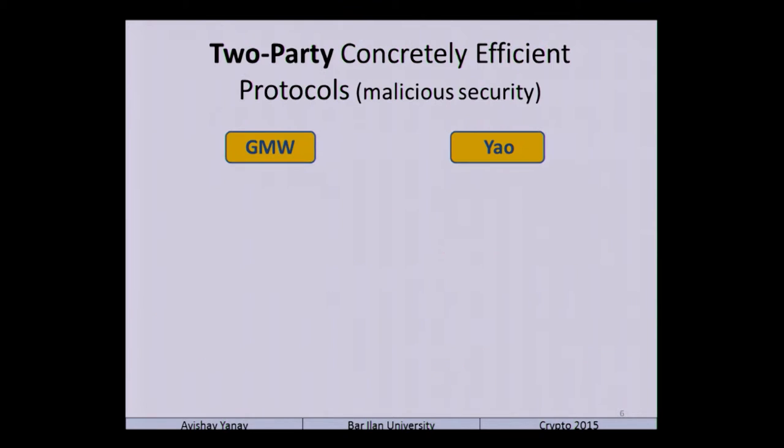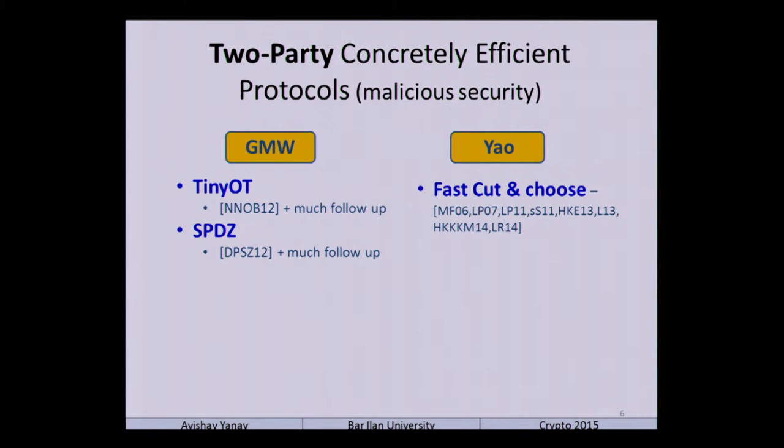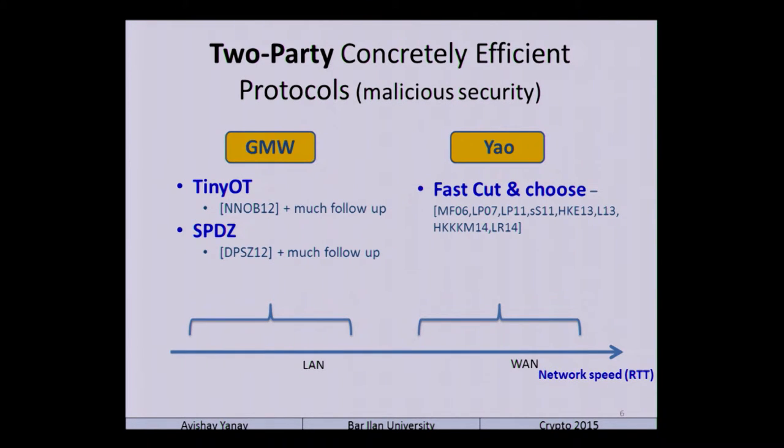In the two-party case, we have a lot of protocols for both approaches. In the GMW approach, we have TinyOT and SPDZ from 2012. And for the Yao approach, we have a lot of protocols under the fast cut-and-choose class of protocols. Basically, if we are working over a slow network like the internet, we clearly choose to work with protocols that follow the Yao approach.